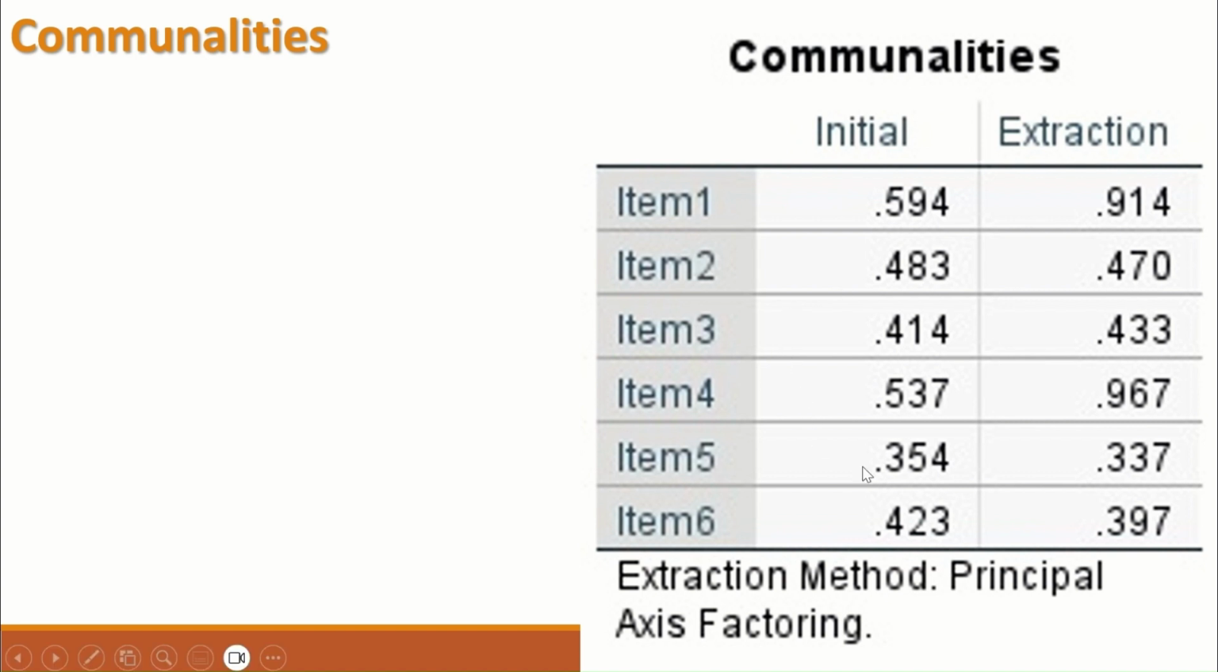Here, as shown, is an extract from EFA output analysis. Communality has been calculated at the initial and after extraction for item number 1 to 6. Item number 1, the communality is very high, 0.91, and for item 2 it's 0.47, item 3 is 0.43, item 4 0.96, item 5 and 6 0.3, and so on. So there is no communality less than 0.3. Examining the communality value is essential for performing the EFA.